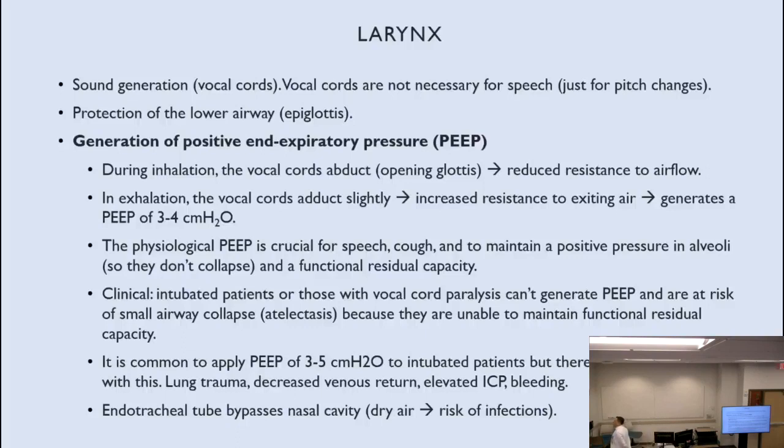Now, what happens during exhalation? During exhalation, there is a slight adduction of the vocal cords. So we are going to close the vocal cords a little bit. We're going to reduce the diameter while the air goes out. That is going to increase the resistance to the air that moves out. And that generates what we call a positive end-expiratory pressure.